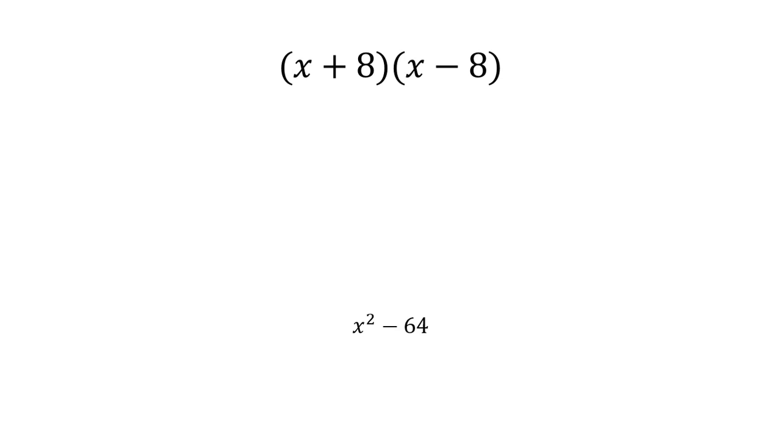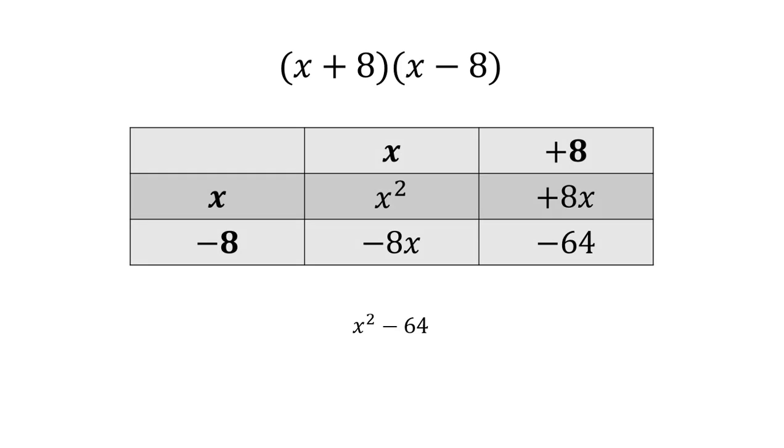Now the next one is if we have two binomials that look almost exactly the same, except the only difference is that one's adding and one's subtracting. So x plus 8 times x minus 8. Our answer ends up being x squared minus 64. The reason, which the box will show, is that when we multiply this through, we get x squared. Then we have x times positive 8 and negative 8 times x, and these, when added together, will always cancel out. So what we end up having is just the first term and the last term.